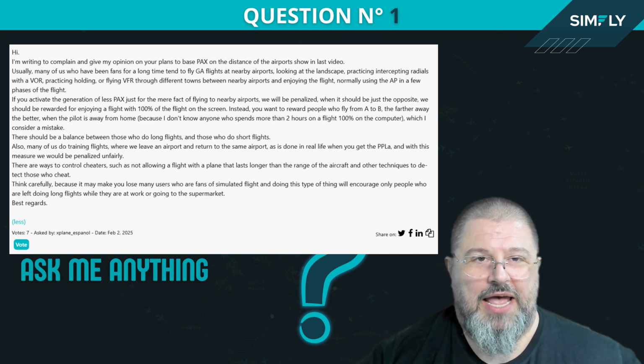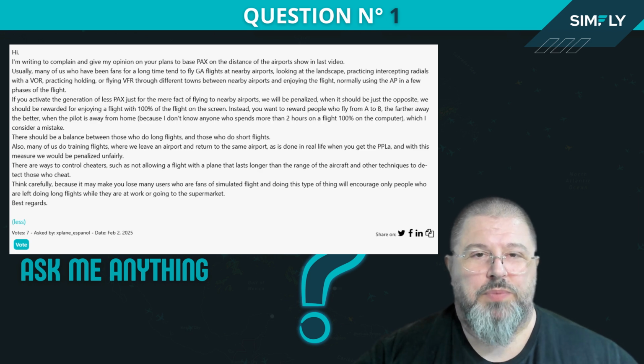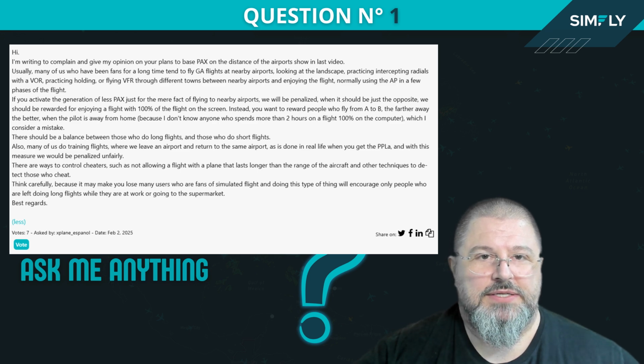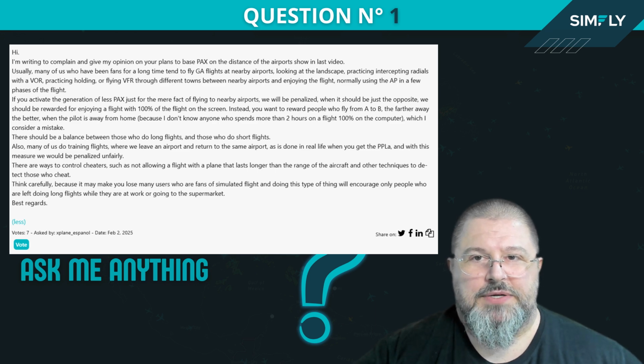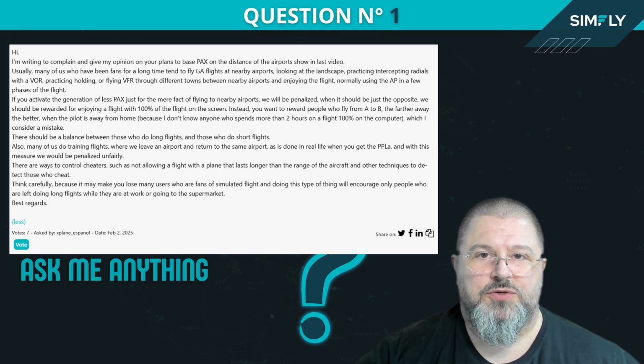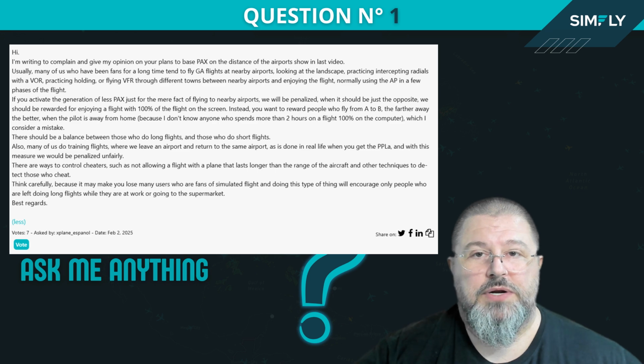It says, hi, I'm writing to complain and give my opinion on your plans to base PAX on the distance of the airport, shown in the last video. Usually, many of us who have been fans for a long time tend to fly GA flights at nearby airports, looking at the landscape, practicing intercepting radials with the VOR, practicing holding, flying via air through different towns between nearby airports, and enjoying the flight, normally using the AP in a few phases of the flight.